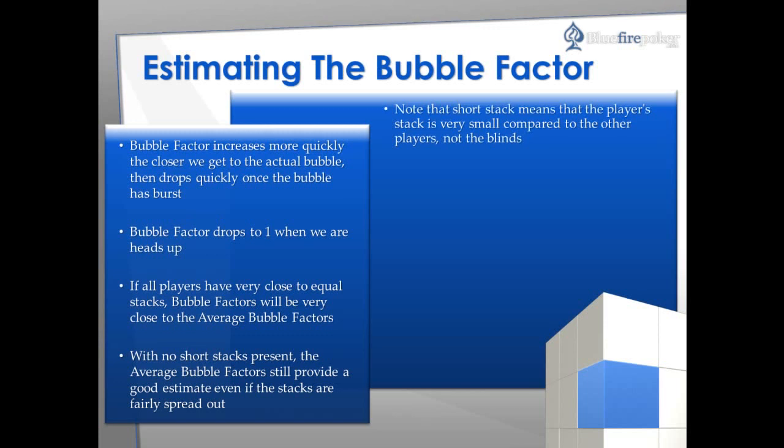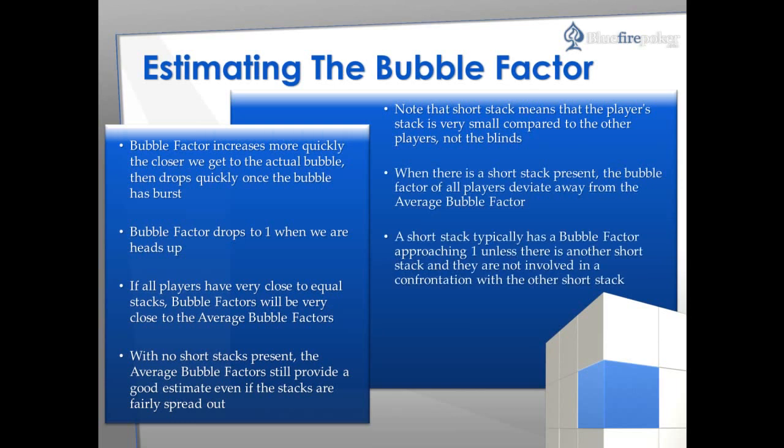But note that a short stack here means that the stack is very small in relation to the other players and not in relation to the blinds. It doesn't matter if the player has a 1 blind stack or a 20 blind stack. It's only the relationship of their stack to the other players. When there is a short stack present at the table, the bubble factors of all the players at the table deviate away from the average bubble factor. And a short stack typically has a bubble factor approaching 1 unless there is another short stack at the table and they are not involved in a direct confrontation with the other short stack.